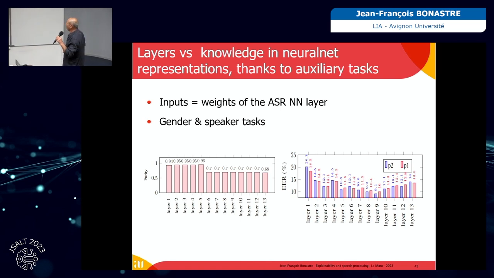Similarly, for the speaker, analyzing the weights of the system, we observe that at the lowest level, the system is not very good in terms of speaker identification, but it is in terms of error, sorry, the second plot, the right plot. So at the lowest level, there is little information about the speaker, but a little bit after, at the middle level, a very good level of information on the speaker. And when we are moving to the semantic information, the level of information about the speaker is decreasing, which was quite expected.